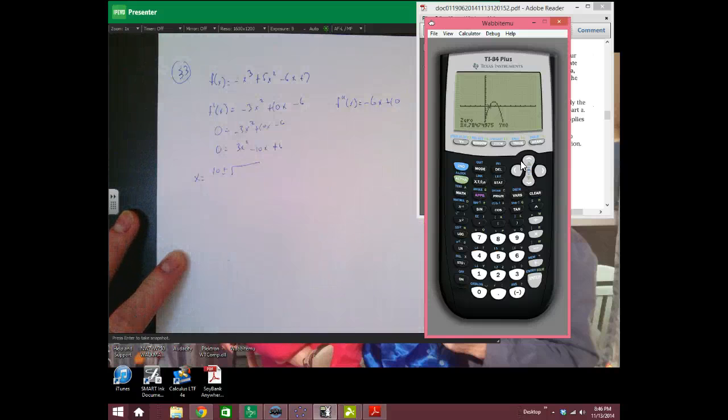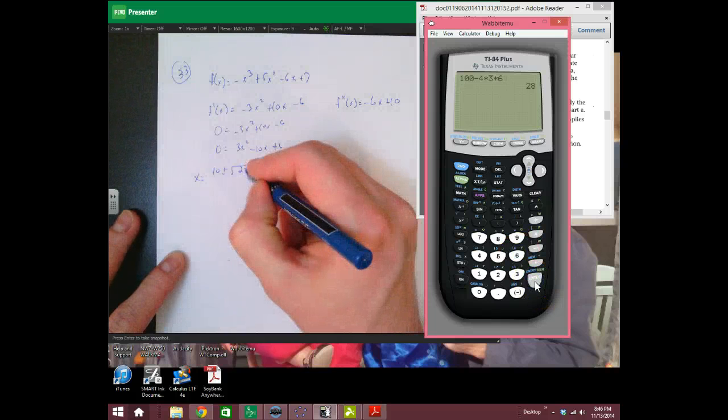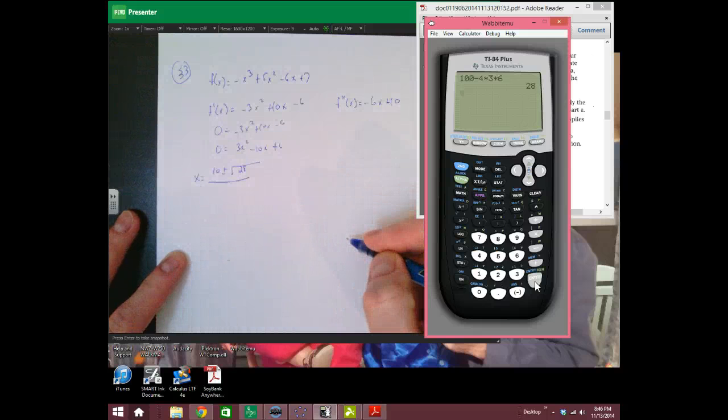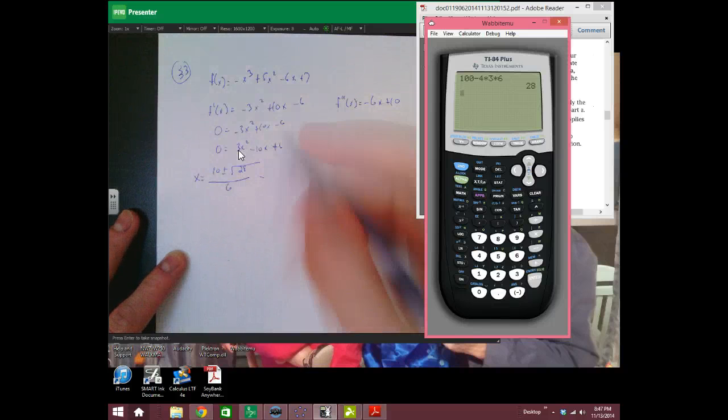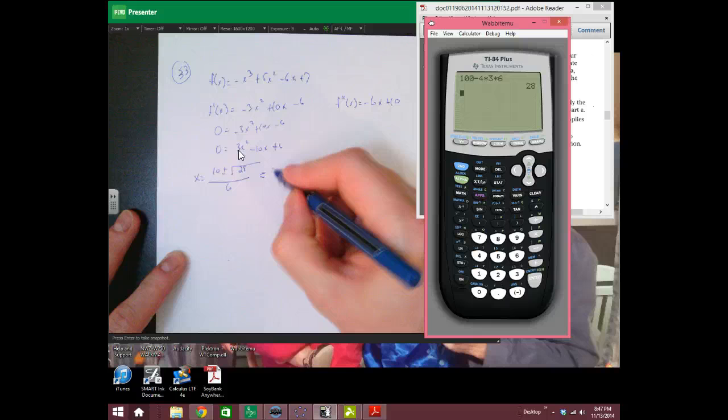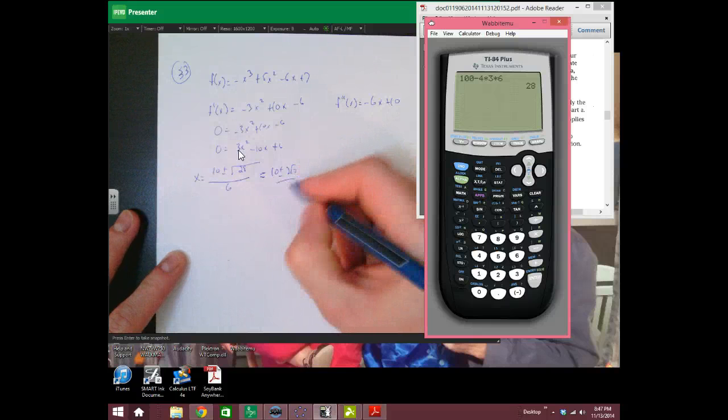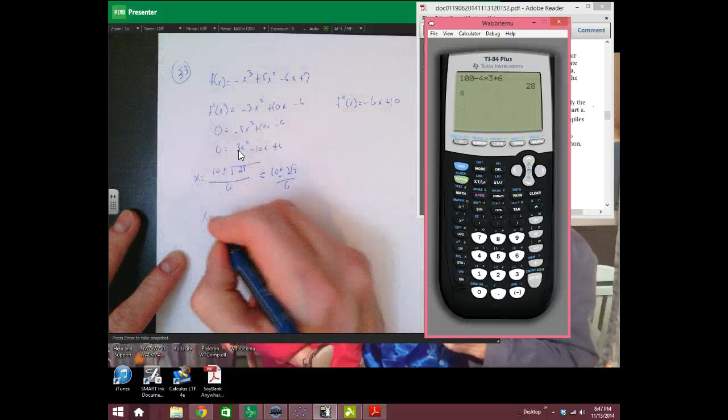Well, that's going to be 100 minus 4 times 18. And just to make this easier, b squared, which is 100, minus 4 times 3 times 6, which is 28. So yeah, that's why we didn't get a nice number. And then all over 2a, which is 6. It does simplify some. It's 10 plus or minus 2 root 7 over 6, which gives us as exact values.